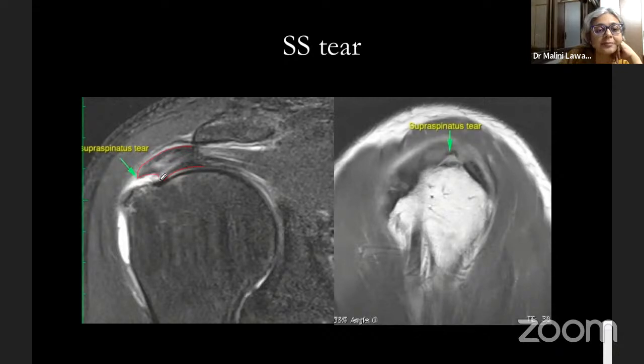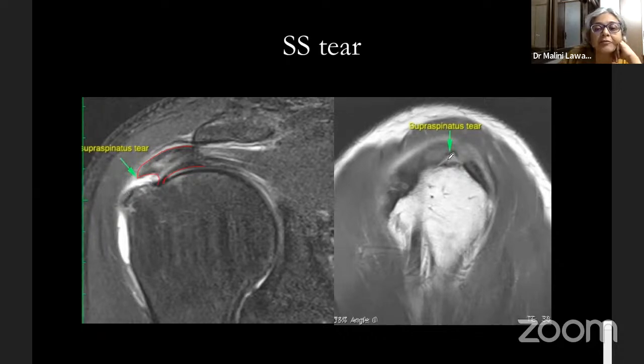And I can see a more than 75% thickness supraspinatus footprint bursal surface tear. So the articular surface fibers, a few are intact, but on the bursal surface there's a tear. It's communicating here towards the joint, towards the bursa.